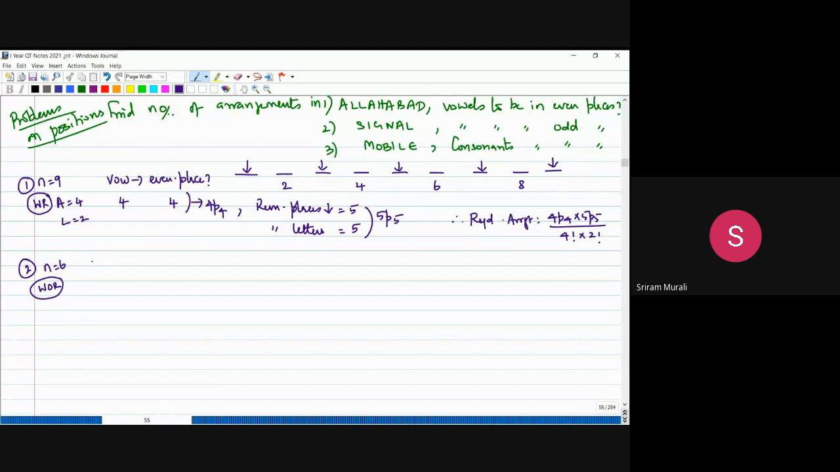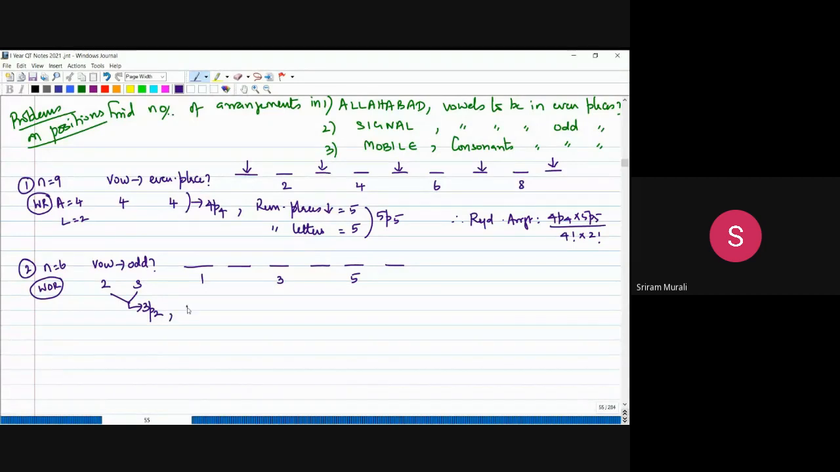The condition: vowels to be in odd places. So 1, 2, 3, 4, 5, 6. The odd places are 1, 3, 5. There are 3 odd places. How many vowels are there? 2. So this can be arranged in 3P2 ways.